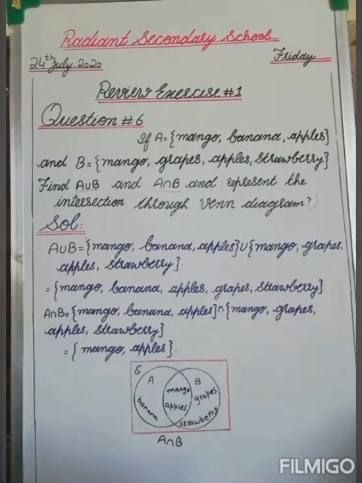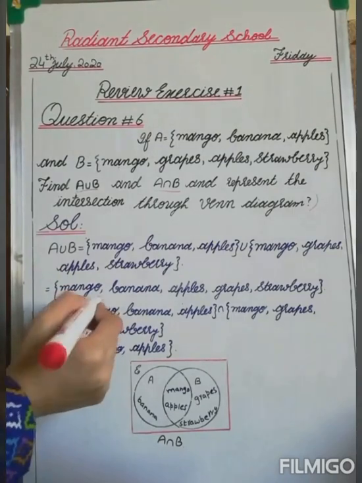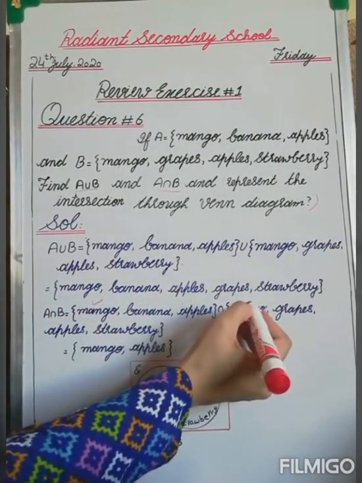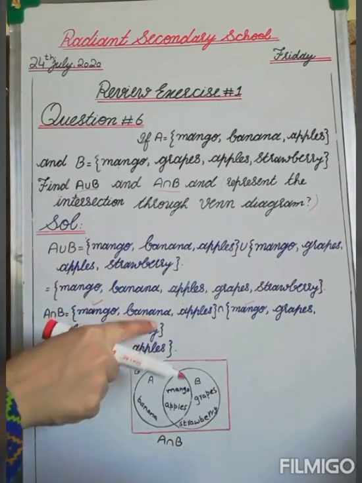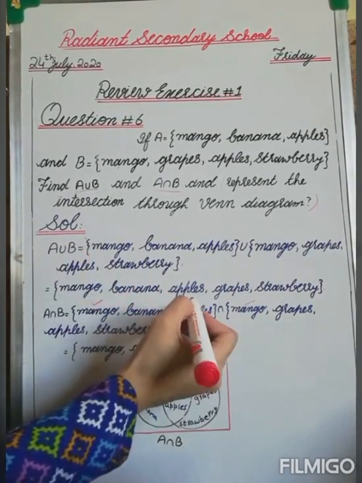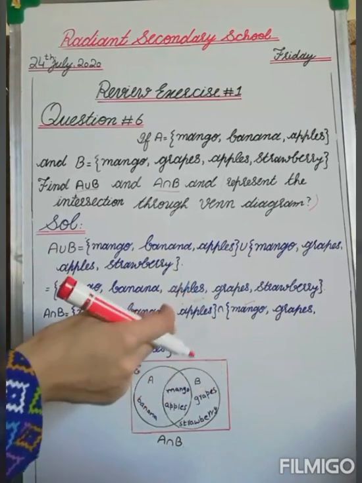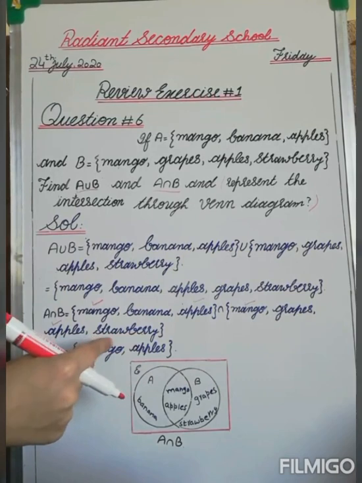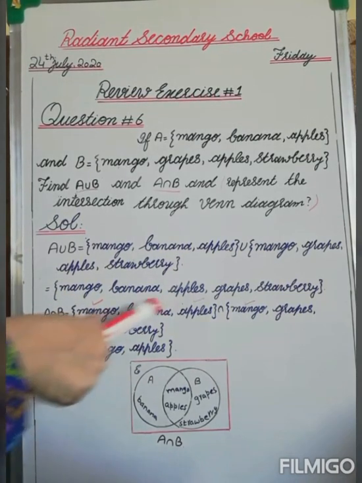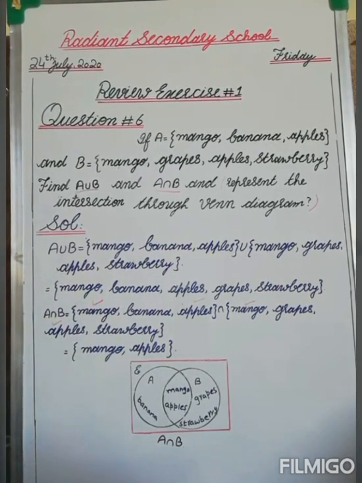Intersection means just write the common elements of sets A and B. Firstly, check the common elements. Is mango common? Yes, mango is present in set A and also present in set B. Is banana common? No, banana is present in A but not in B. Are apples common? Yes, apples are present in A and also present in B. Is strawberry common? No, strawberry is present in B but not in A. So A intersection B is mango and apples.